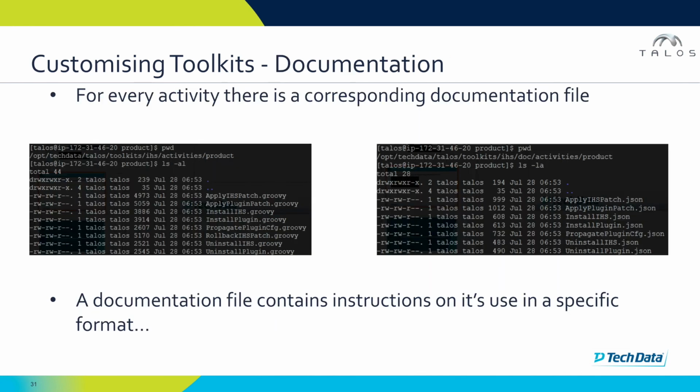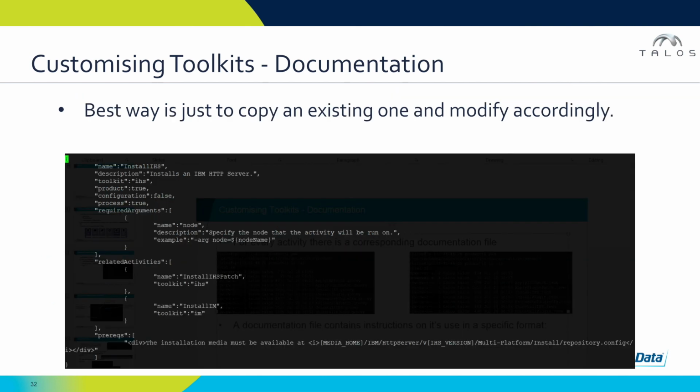So for every activity, there's a corresponding documentation file. And the documentation file contains instructions on how to use it. And we store them in a very specific format. So we name the file the same as we name the activity file, just with a .json at the end in the document location. And we structure it in a very specific way. So probably the best way is just to copy an existing one and modify it accordingly.